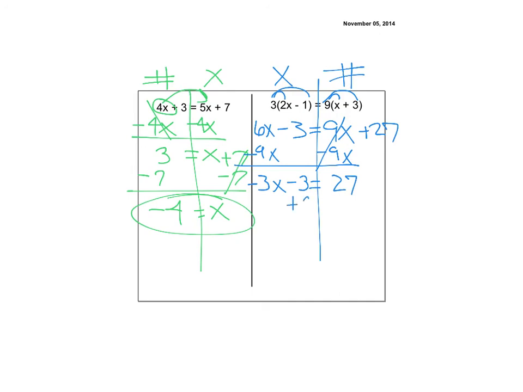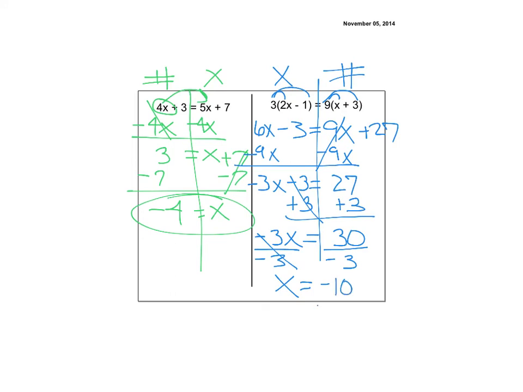All right, I'm going to then add 3 to both sides. So I have negative 3x equals 27 plus 3 is 30. Divide by negative 3. I get x equals, now we have a positive divided by a negative, so that's going to leave us with a negative sign. And then 30 divided by 3 is 10. So x equals negative 10.